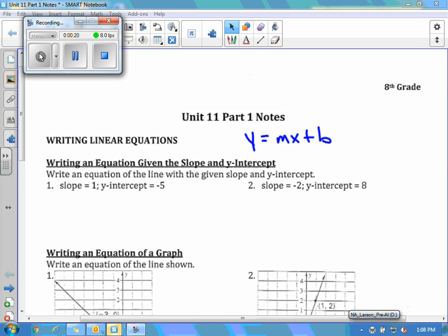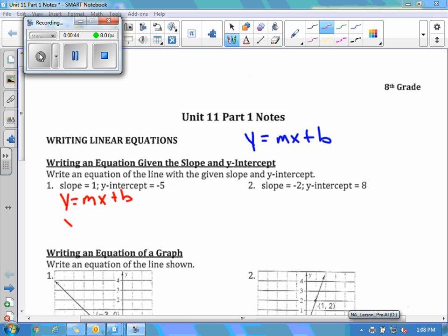So the first way we're going to do this is when we are given a slope and a y-intercept. The directions say write an equation of the line given the slope and y-intercept. So this is about as easy as it's going to get. Again, our goal is to write it in y equals mx plus b form. And hopefully you remember that the m is the slope and the b is the y-intercept.